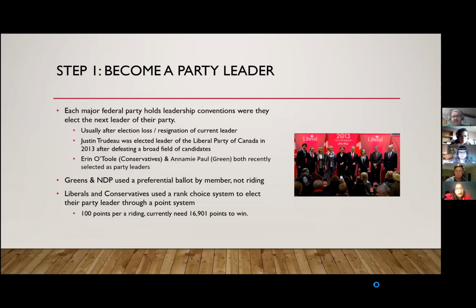Each party does it slightly differently, but the Greens and NDP follow a preferential ballot system where it's one member, one vote. You would rank your candidates in choice from 1 to 4. If your candidate is eliminated, then your vote goes to your second choice, and they work their way down the ballot until someone has a majority of the votes. So it's 50% plus 1.